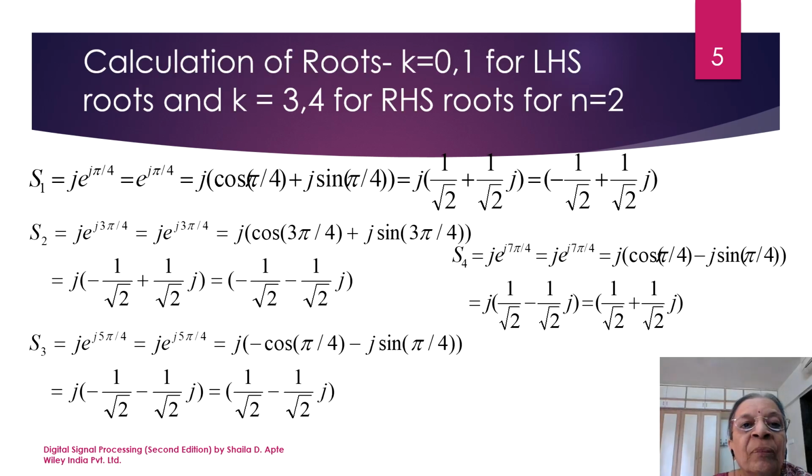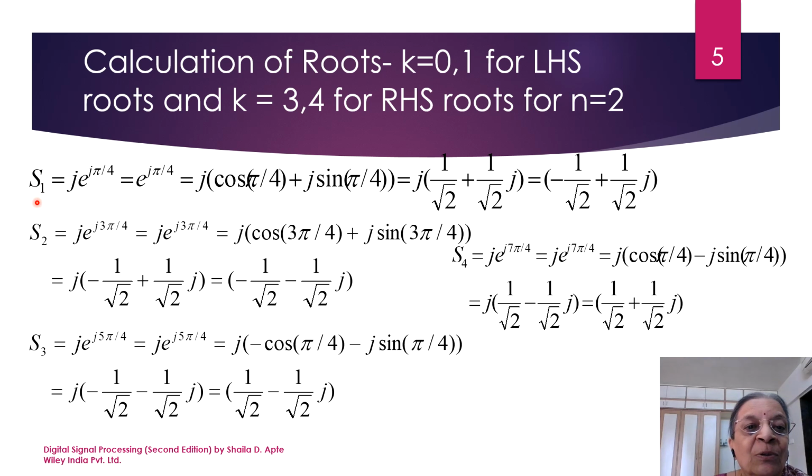Let us move ahead. So let us calculate the roots. Let us consider n equal to 2, that is, the order of the filter is equal to 2. Then there will be two roots on the left hand side of the imaginary axis, and two roots on the right hand side of the imaginary axis also. So there are four roots, because when n is equal to 2, we get four values. For k equal to 0, 1, these will lie on the left hand side. For k equal to 2 and 3, these are the roots which will lie on the right hand side.